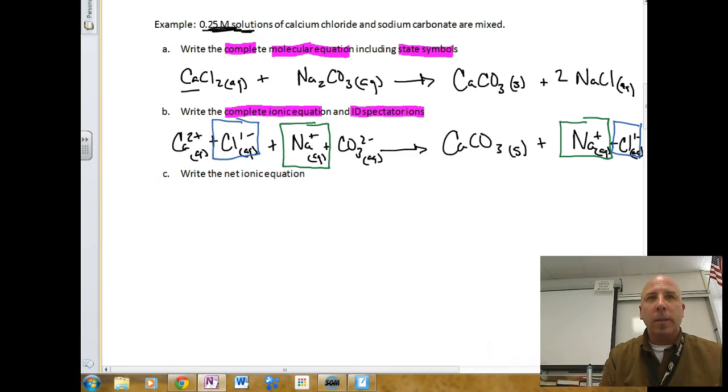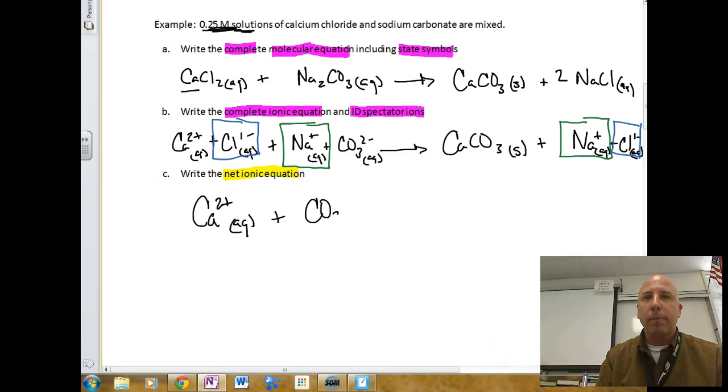So it asks us to write the net ionic equation. Remember, net ionic equations leave out spectators. So we're going to have a calcium ion, plus a carbonate ion, and we're going to form calcium carbonate. Let's double check our balancing: 1 calcium to 1 calcium, 1 carbonate to 1 carbonate, and we are set and ready to go.